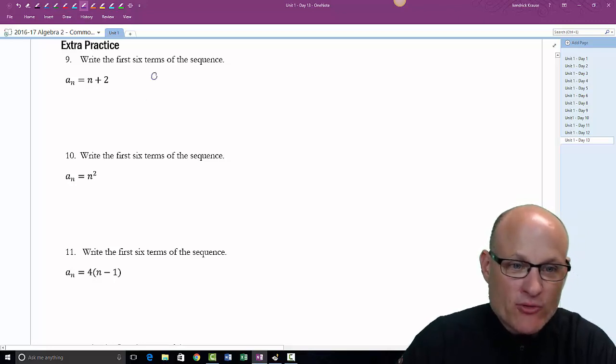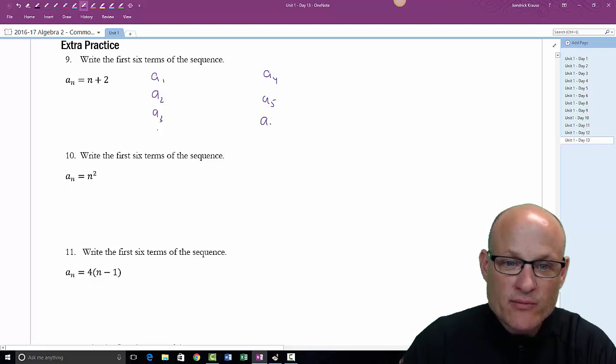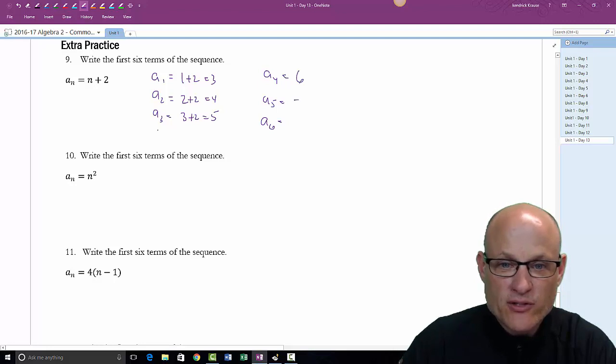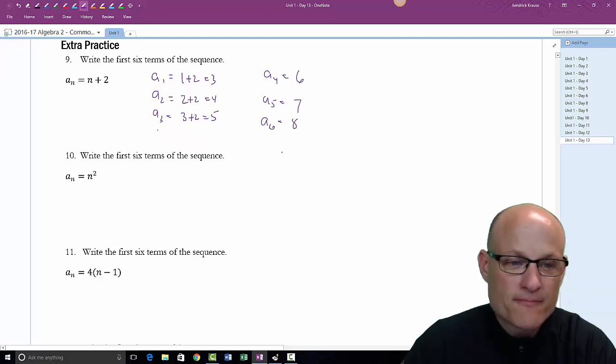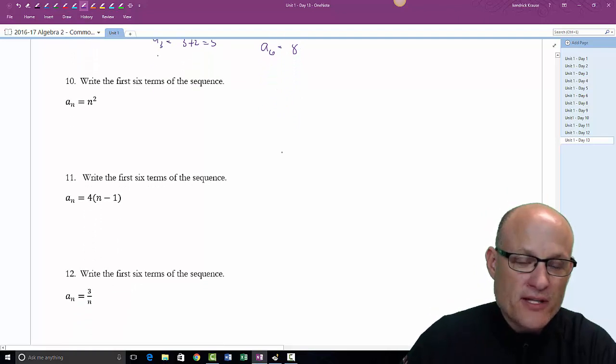So I want to do the first 6 terms. So a sub 1, a sub 2, a sub 3, a sub 4, a sub 5, and then a sub 6. Now you should see a pattern after a while and get this. So 1 would be 1 plus 2, which is 3. 2 would be 2 plus 2, which is 4. 3 would be 3 plus 2, which is 5. And obviously this would be 6, 7, and 8. There they are.